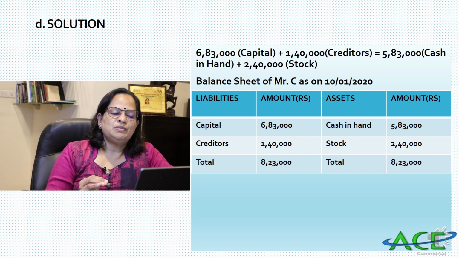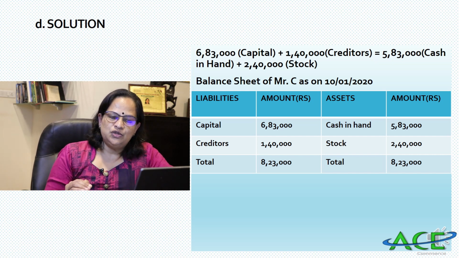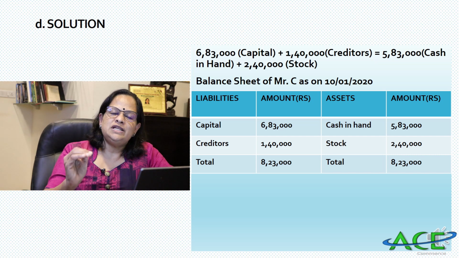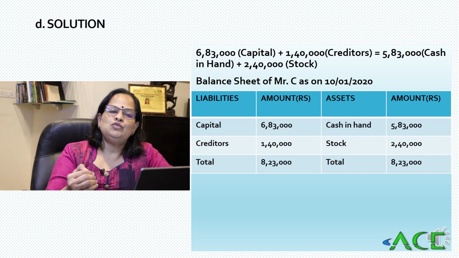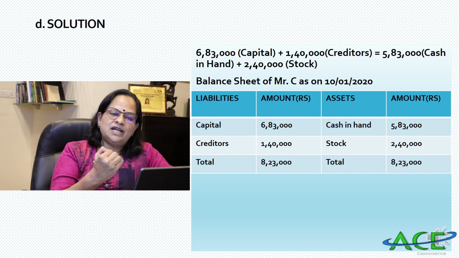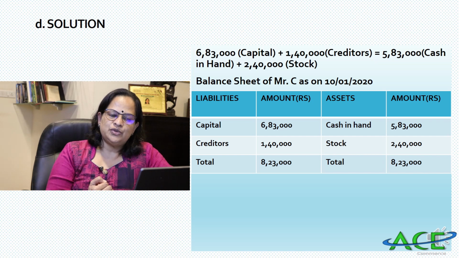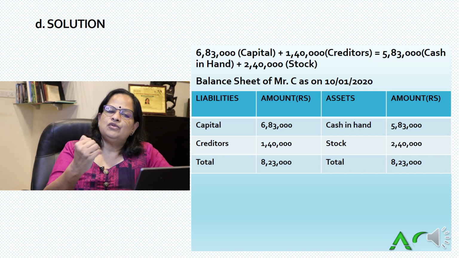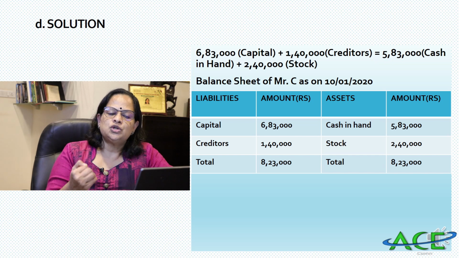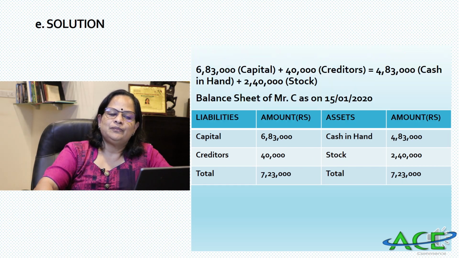So that is the thing you have to remember, goods purchased for cash. So what will be the change? Cash in hand will reduce by 1 lakh and stock value will increase by 1 lakh. There is no change in the liability side. So liability side will remain as it is. Capital 6,83,000 and creditors 1,40,000. So total is 8,23,000. Cash in hand 5,83,000 and stock 2,40,000. So that will be total 8,23,000.